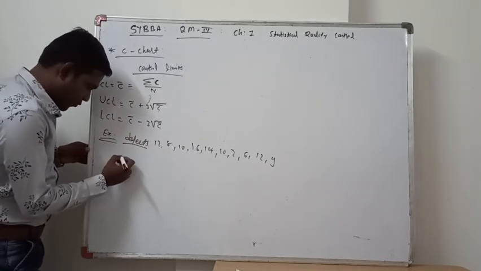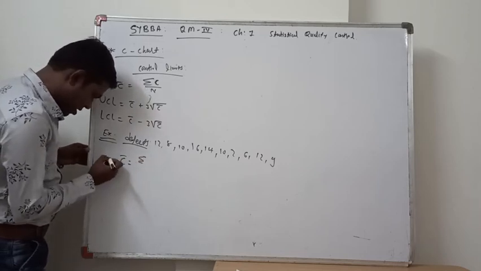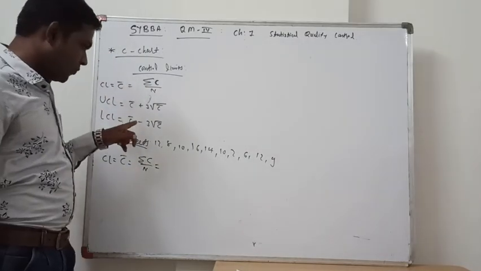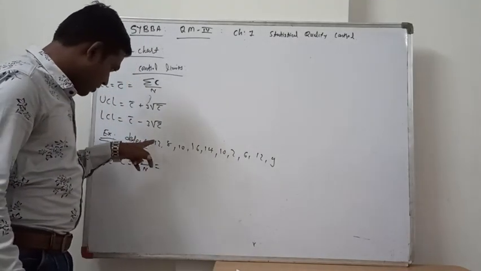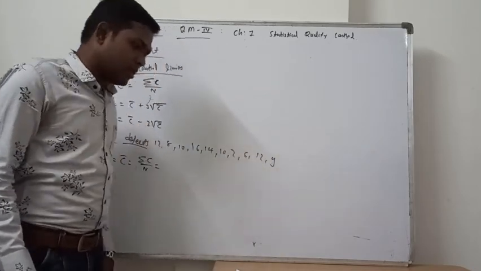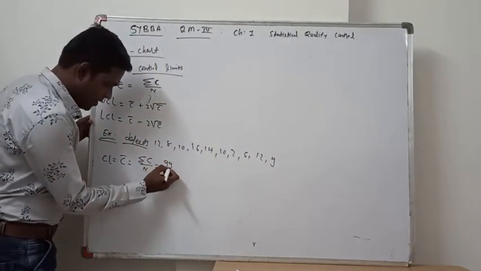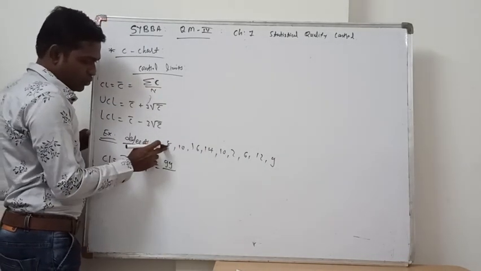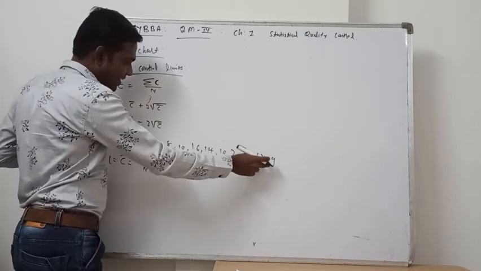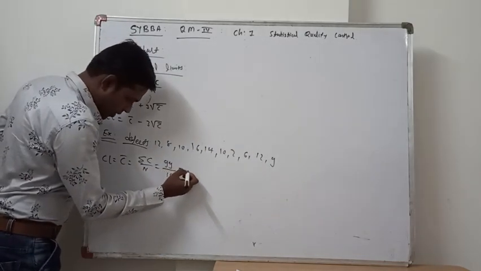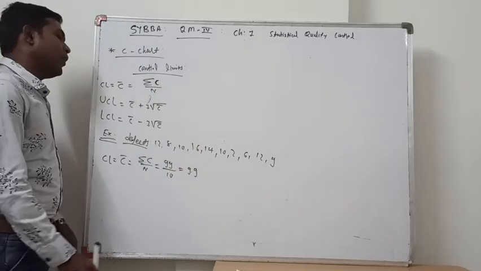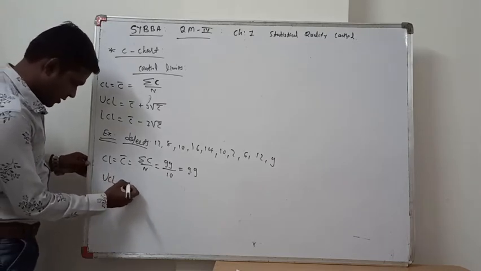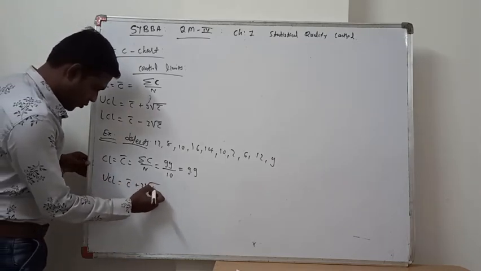Now first we have to find C bar, the central line, that is sigma C upon n. C bar means we have to sum all these defects, the total of all these defects. That total is 99. And how many observations? 1, 2, 3, 4, 5, 6, 7, 8, 9 and 10. So 99 divided by 10, the answer is 9.9.